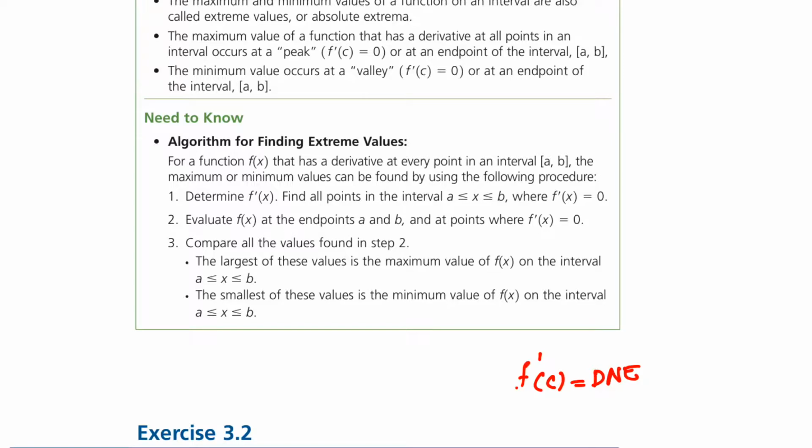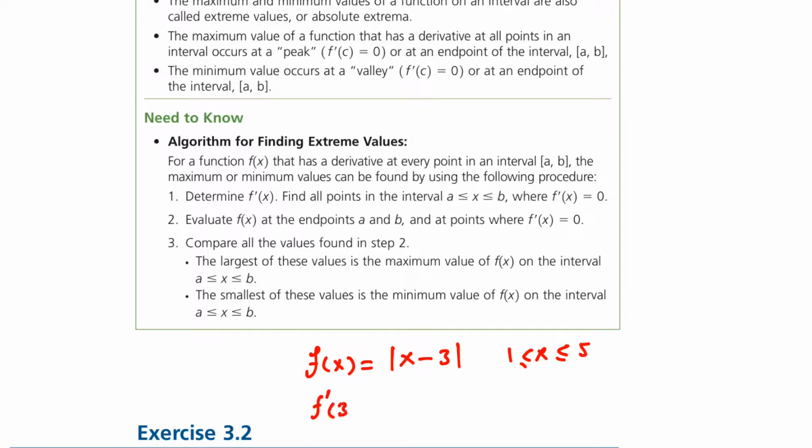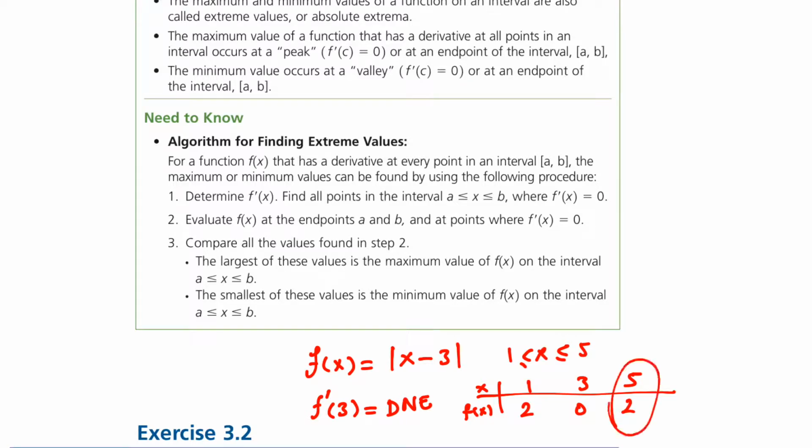Let's have a quick example in this case. Let's assume we want to find the maximum and minimum of the absolute value of x minus 3 when x is between 1 and 5. We know at x equals 3 the derivative does not exist. So we check 1, 3, and 5. At 1 the value of f of x is 2, at 3 it is 0, at 5 it is 2. Therefore, at 1 and 5 we have the maximum value, and at 3 we have the minimum.